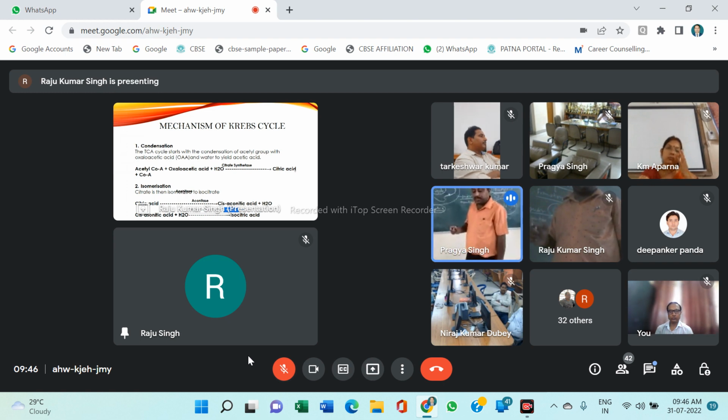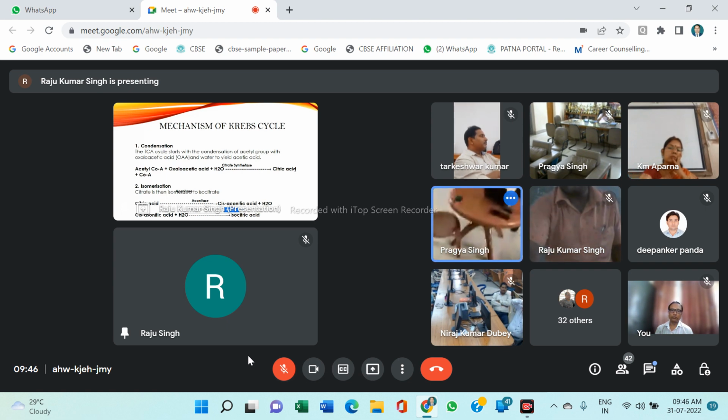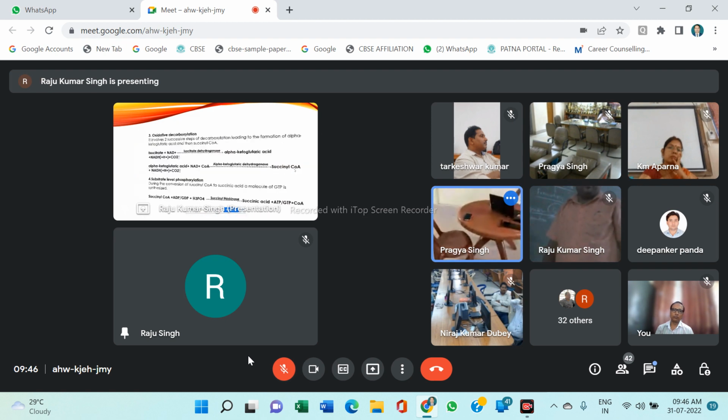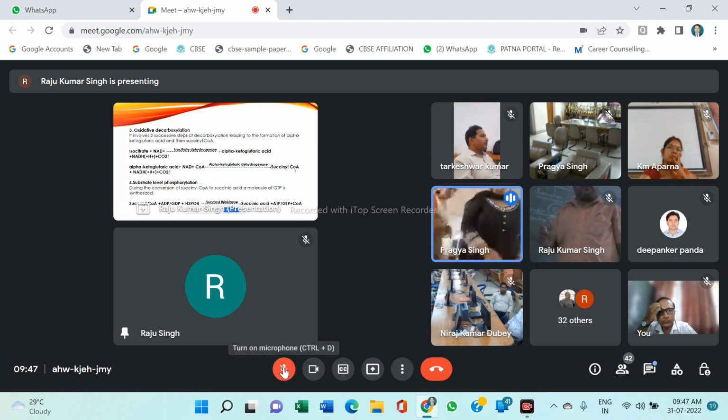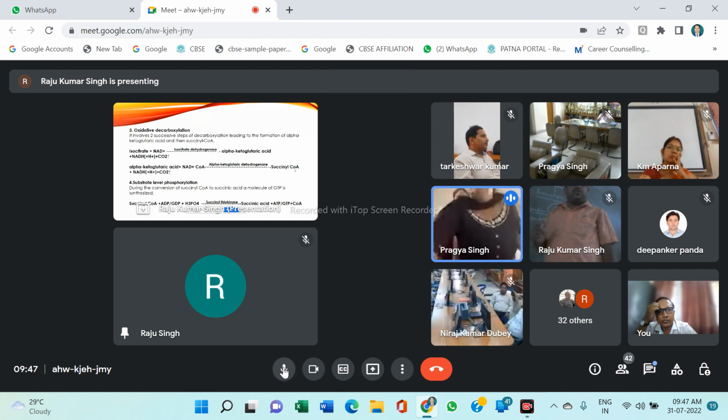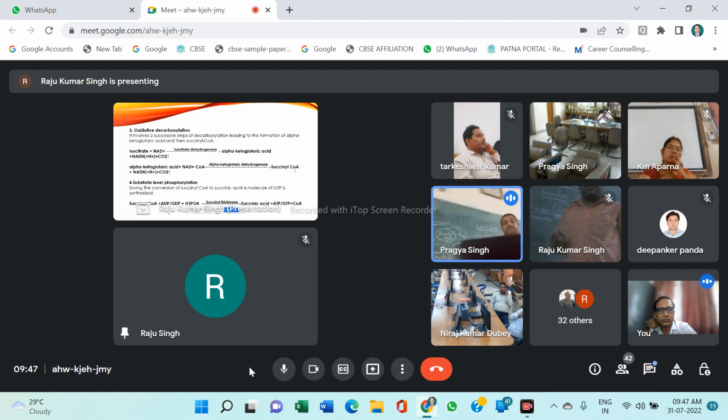So it is undergoing isomerization. Isocitric acid is also a 6-carbon compound. So this is your isomerization here. Now you see especially the isocitric acid which is being formed. There are two steps here which demonstrate oxidative decarboxylation.